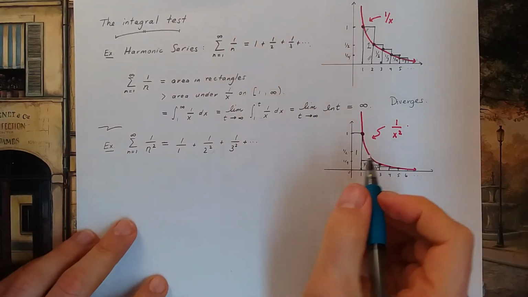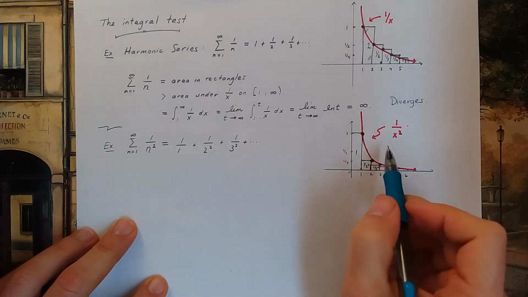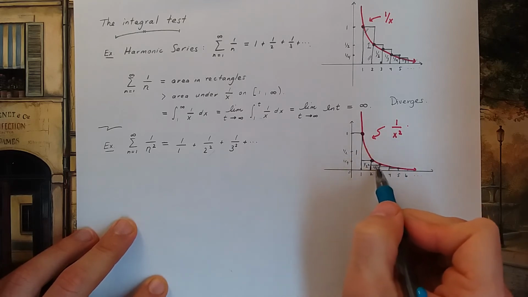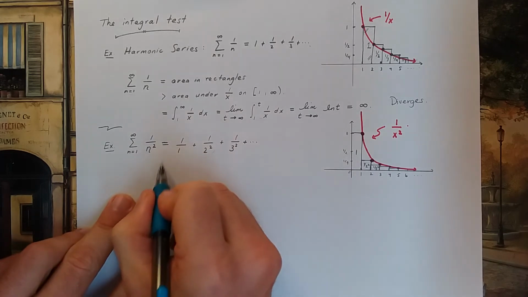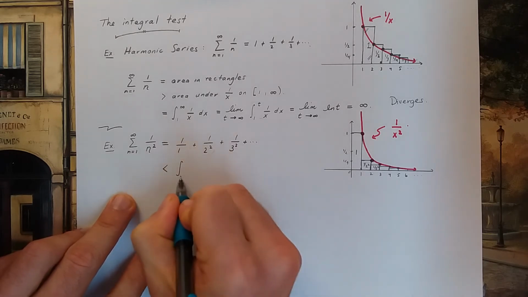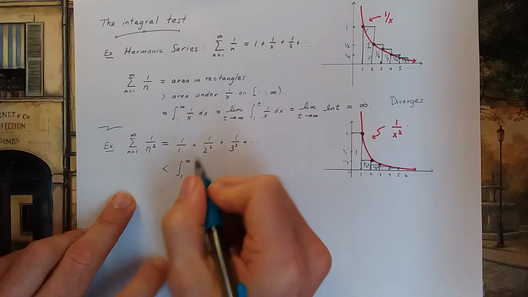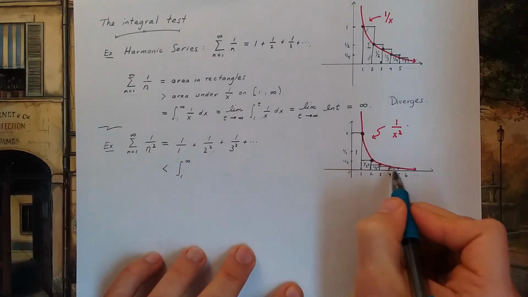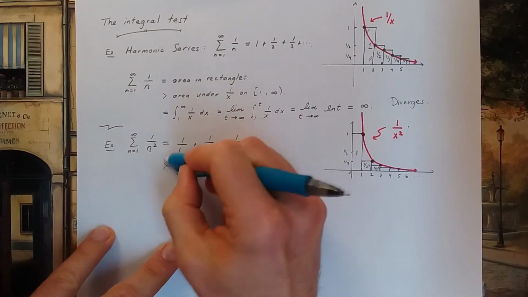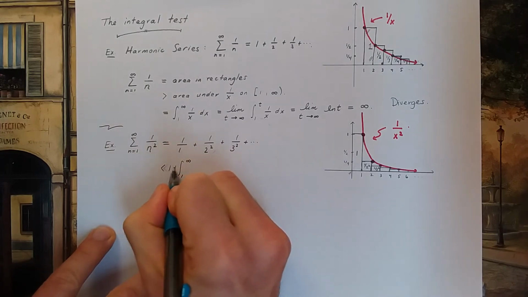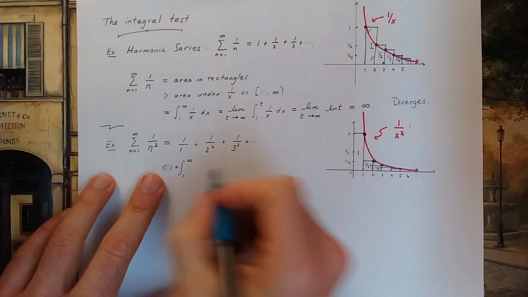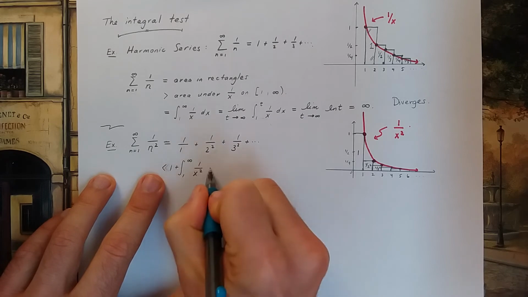So this picture says that the area under the graph of 1 over x squared is more than the area in the boxes. So this time the inequality goes the other way. This is less than the integral from 1 to infinity. Well, actually, the integral from 1 to infinity doesn't account for this 1 here. So maybe technically I have to say this is less than 1 plus the remaining terms, the integral of 1 over x squared dx.